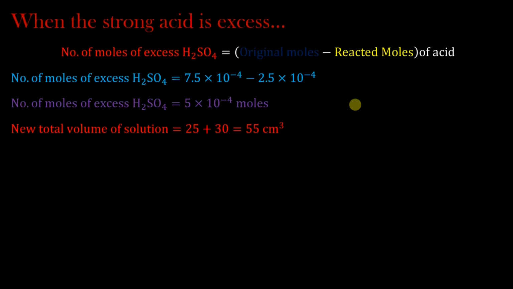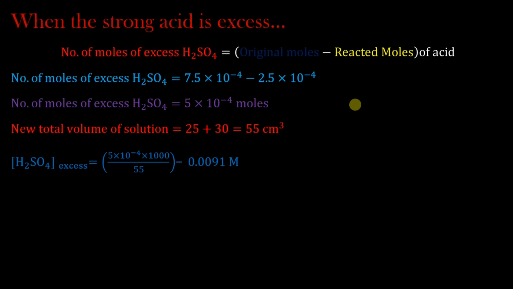Now after knowing this, we can use it to calculate the molar concentration of excess sulfuric acid by transferring it from 55 to 1000. So we would say 55 cubic centimeters of solution contains 5 × 10^-4 moles of sulfuric acid. What about 1000? That would be 1000 times 5 × 10^-4 divided by 55, giving us a value of 0.0091 molar as the concentration of the excess sulfuric acid.